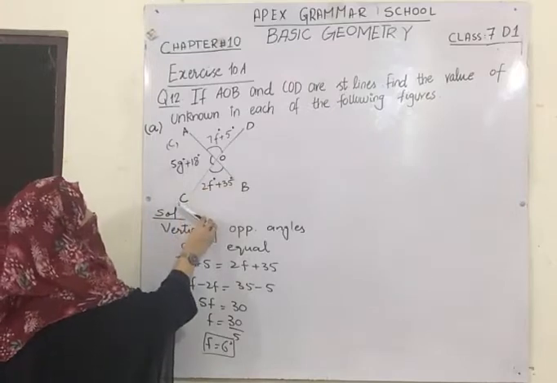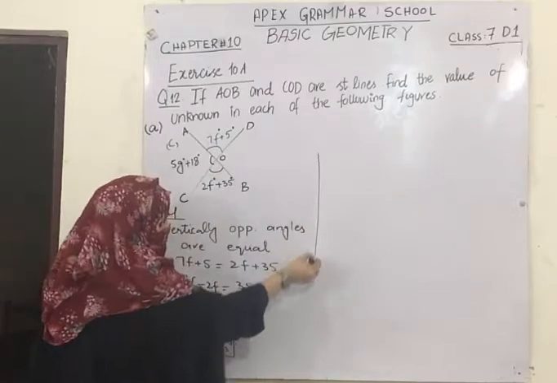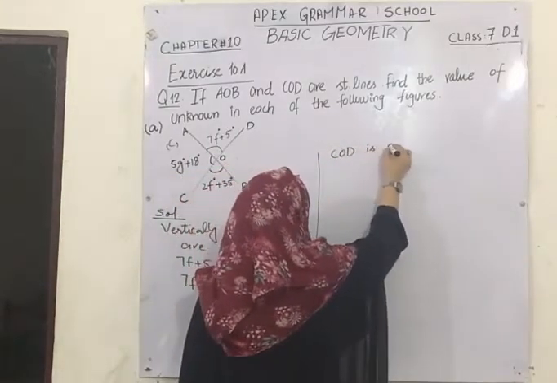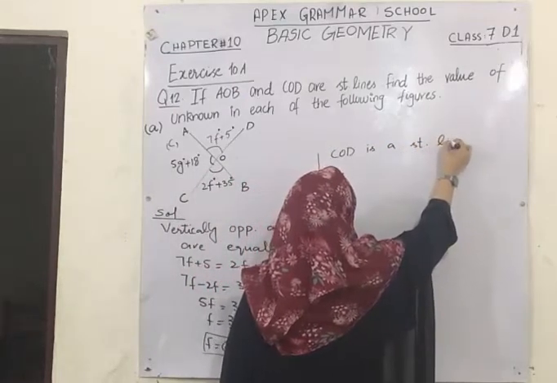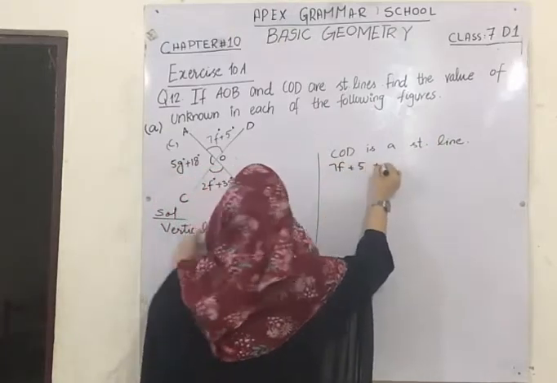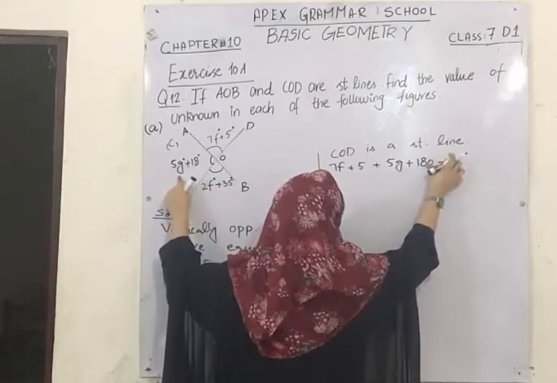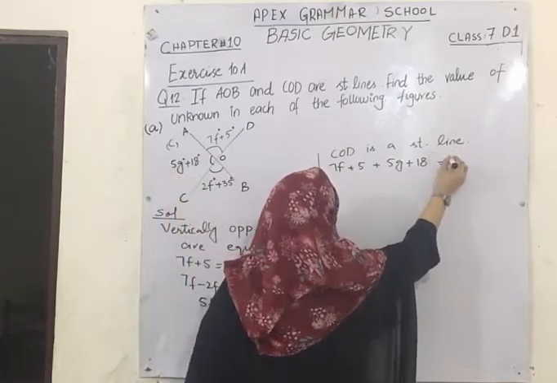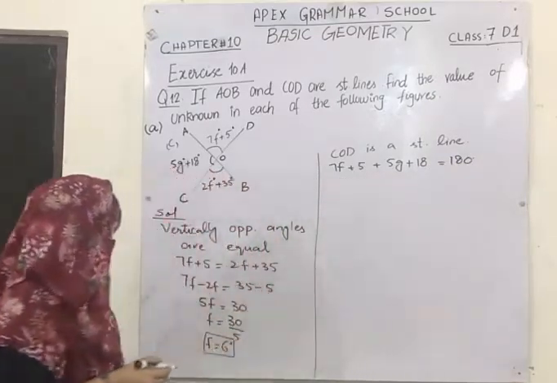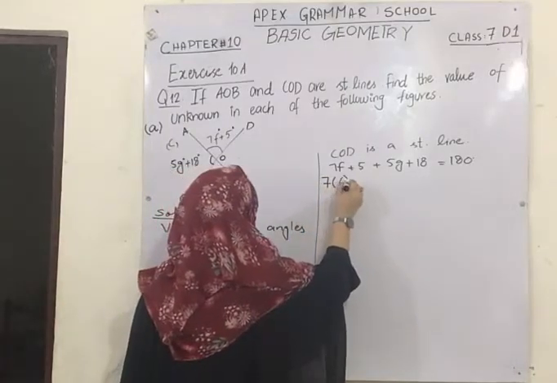Also you can go for this: if COD is a straight line, these two angles will add up to make 180. Which I am going to use is COD is a straight line. Hence 7f plus 5 and 5g plus 18, both angles will add up to make 180 degrees. 7f and 5g. The value of f is 6, so instead of writing f, I have placed this value to be 6.